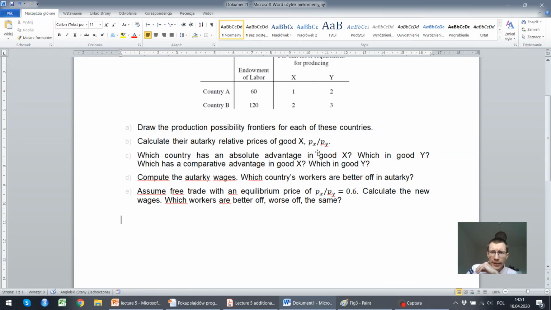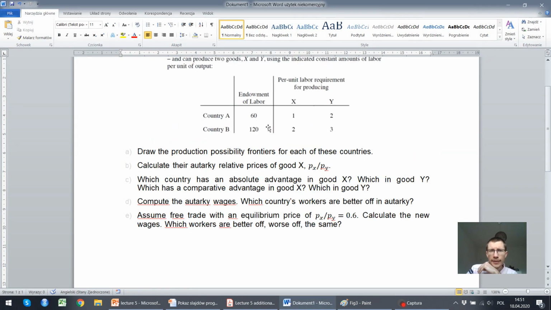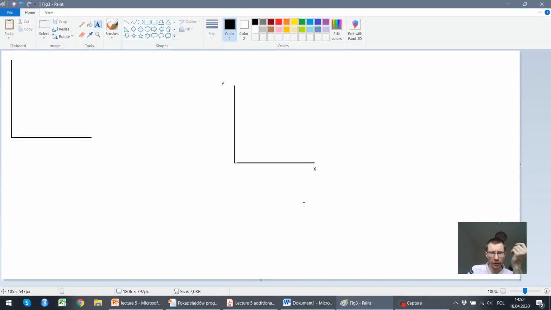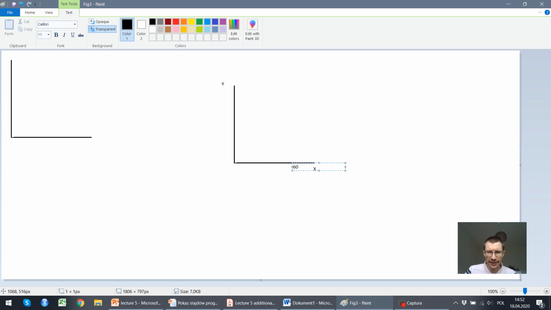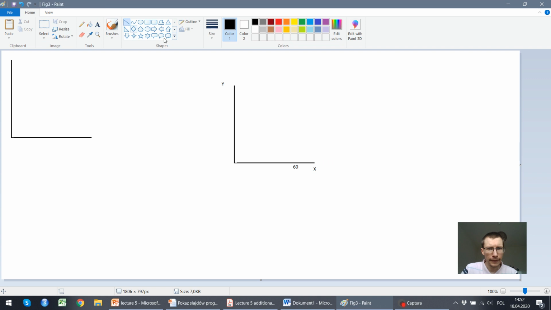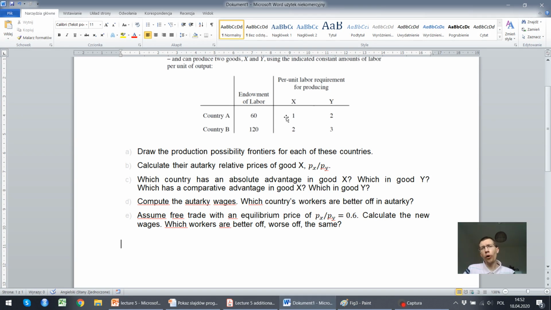So in the first country, what we know is that the maximal amount of good X that country 1 can produce is 60. Fair enough. So we can put it in our graph. So let's say this is 60, and this is exactly this level.